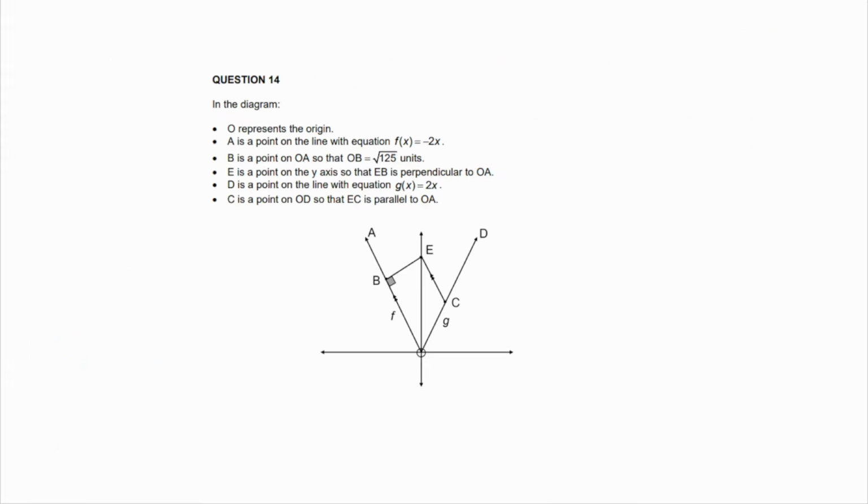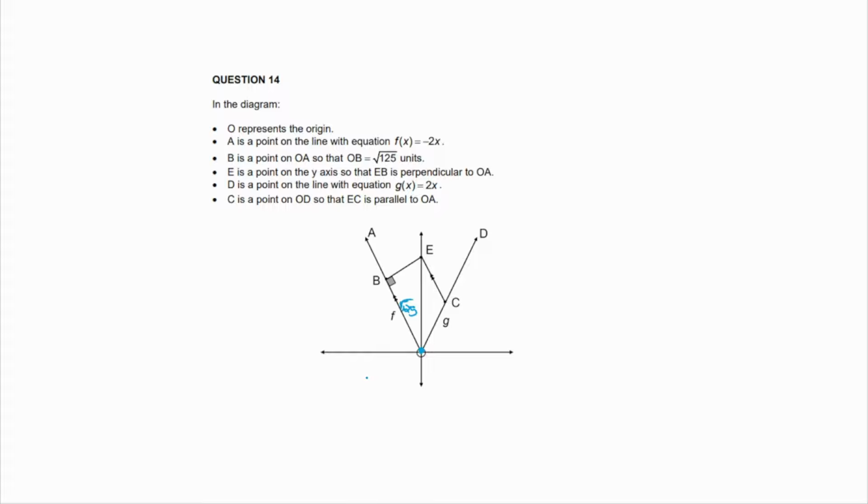Now finally, the last question of the paper. They say that O represents the origin, and A is a point on the line with equation f of x is negative 2x. So the equation of this line is negative 2x. B is a point on OA, so that OB is square root 125 units. I said 125, sorry, I mean square root 125. We can think a bit of Pythag over here, because we have a right angle triangle here. Something to keep an eye out for.